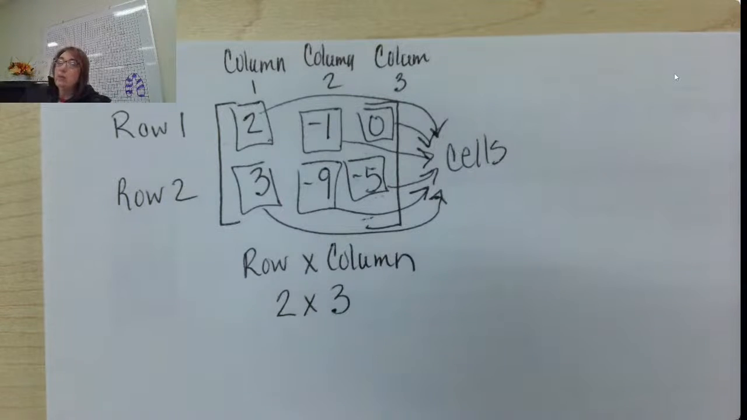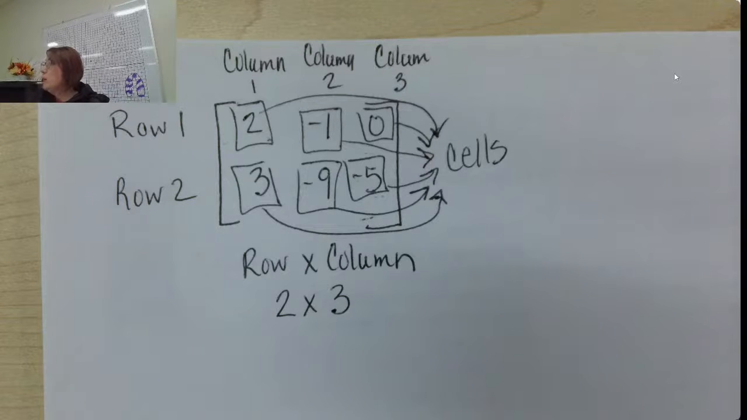Okay, now, what we're doing today, basic, is we're going to add and subtract matrices. And then we're going to multiply some matrices by a number. That's all we're going to do today. Real basic. But there's a few rules to it that you have to understand.